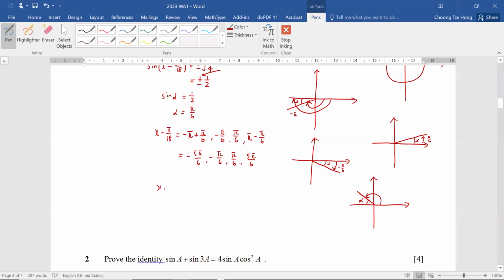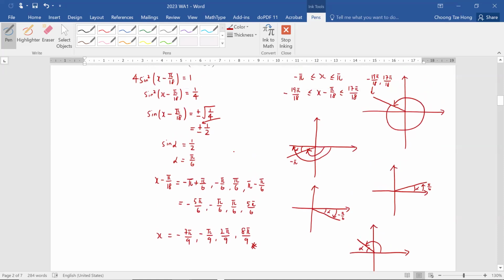But this is not the final answer. You need to bring the pi over 18 and add over to the other side. If you add pi over 18 to all these four angles, you will get negative 7 pi over 9, negative pi over 9, 2 pi over 9, and 8 pi over 9. So these are the four angles that you need to find. You will notice that all these four angles are still within the range of x, from negative pi to pi. So this is how you do this question.